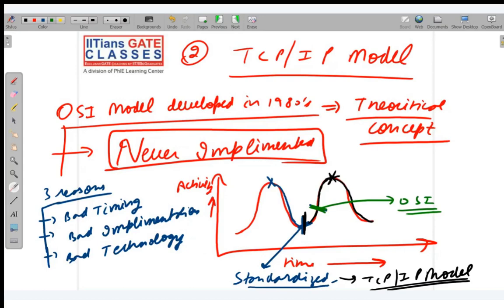Okay, so it was just a theoretical point which I want to clear, that the OSI model was never implemented because of these 3 reasons. Bad timing: it was developed late, it should have come at this point of time, but it came at this point of time. That's why it failed, because many investors had already invested their money. Now nobody tries to shift to this model. If somebody tries to shift, then they think that this model is very huge and they simply leave it. Bad technology means some layers were overcrowded, some layers were less crowded, and that was creating problems.